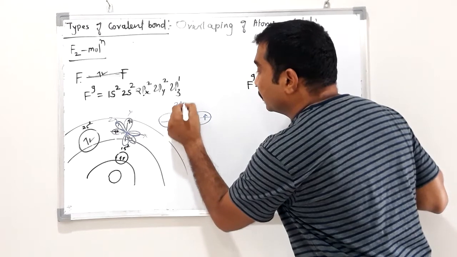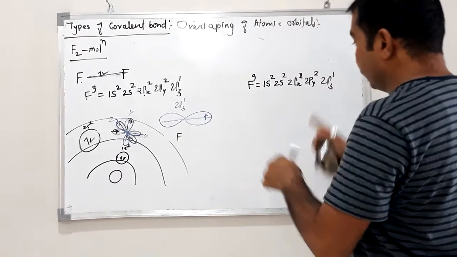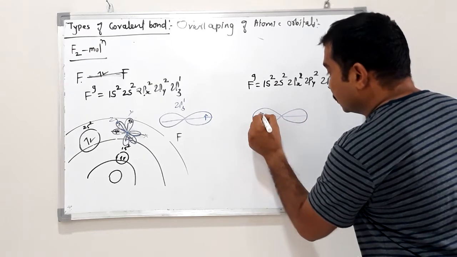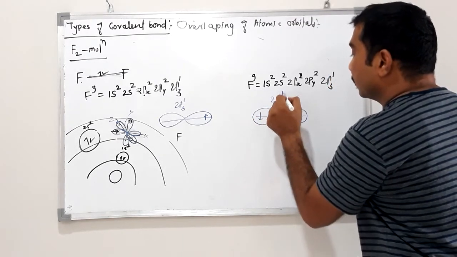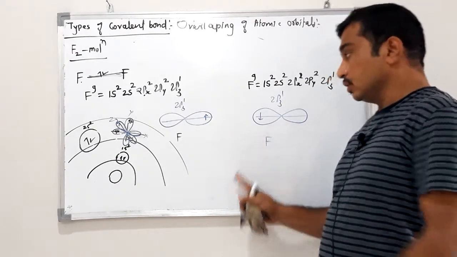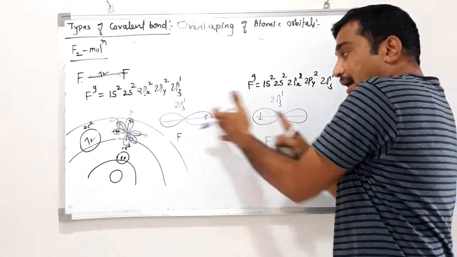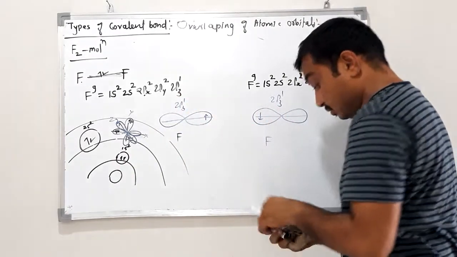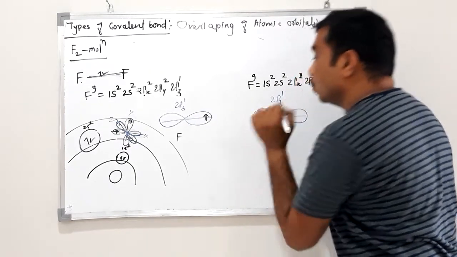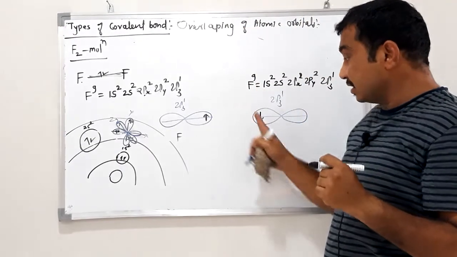Suppose this is the 2pz atomic orbital of one fluorine atom, and the same for another fluorine atom. This fluorine has 2pz1, this fluorine also has 2pz1, both singly filled with opposite spin. Just look at this direction: this is the upward direction, this is the downward direction. These two electrons are spinning in opposite directions, clockwise and anti-clockwise.